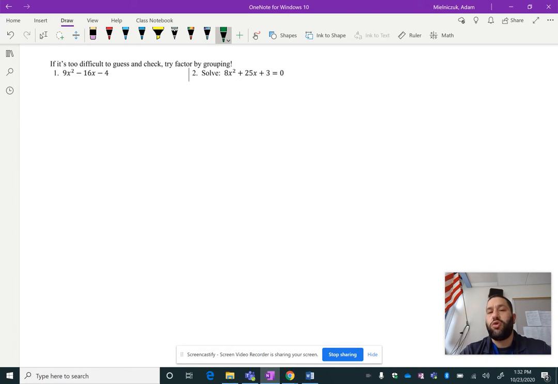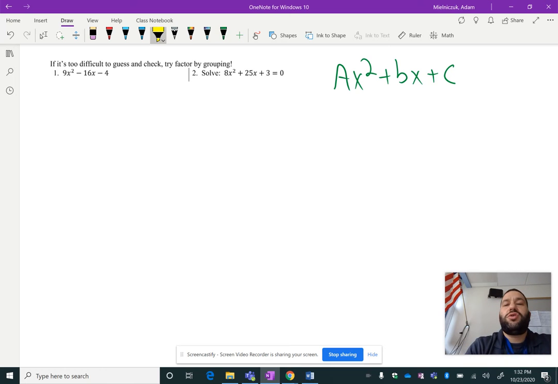So there's another method you can use that actually works for all second degree trinomials that are factorable, and it's called grouping. So the first thing you're going to do, we need to remember that a trinomial is of the form ax squared plus bx plus c. And what you're going to do is take your a value and your c value, and multiply them together. You're going to get ac, whatever that's going to be.